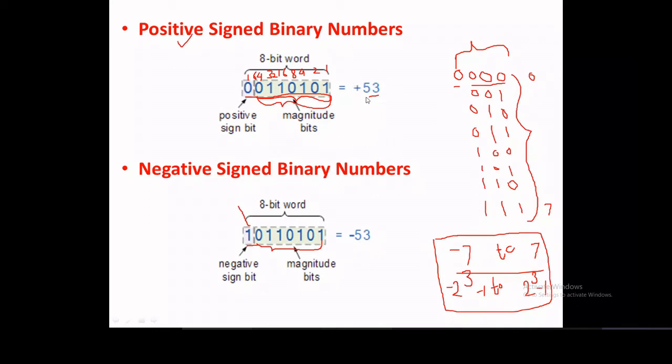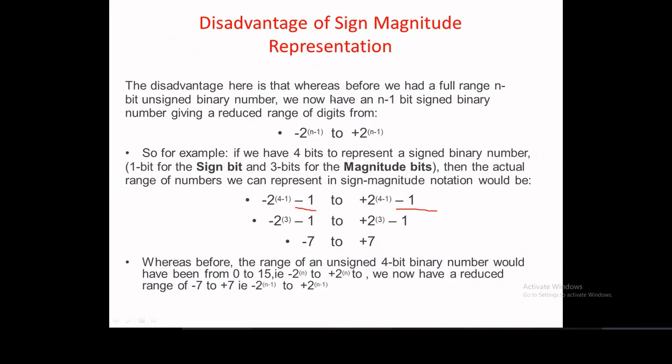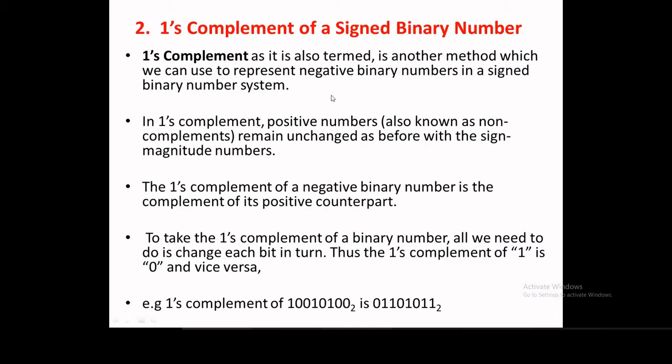So in ones complement also, plus 53 is represented like this only. But to represent minus 53, the negative number in ones complement is the complement of its positive counterpart. Whatever the magnitude of the positive number, that gets ones complemented in the negative binary number system. To take the ones complement of a binary number, we change each bit to its complementary value. If it is 1, it will be 0 in ones complement, and vice versa. If it is 0, it will be 1.